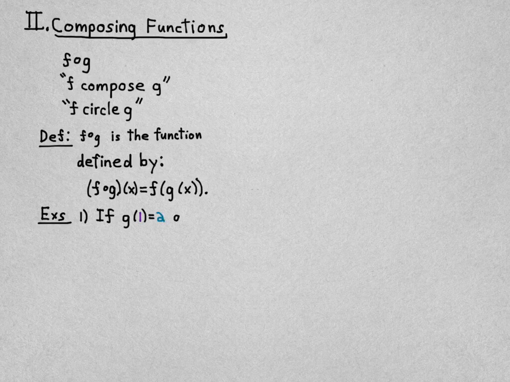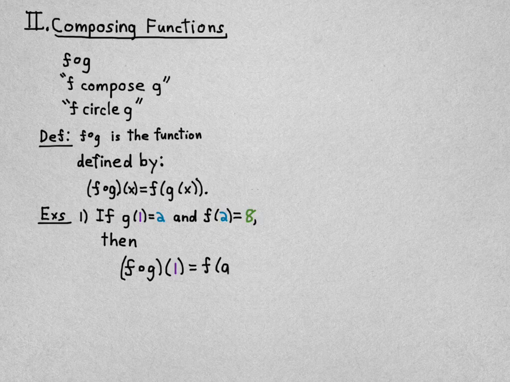So for example, if G of 1 is 2 and F of 2 is 8, then (F compose G) of 1 is F of G of 1. That's just the definition here. That equals F of 2, well, G of 1 is 2, it says so right here, and then F of 2 is 8. Okay, so you need to be able to do problems like that and understand them.